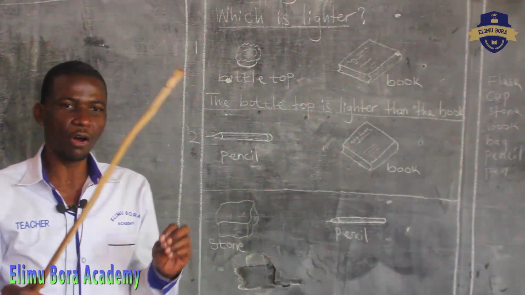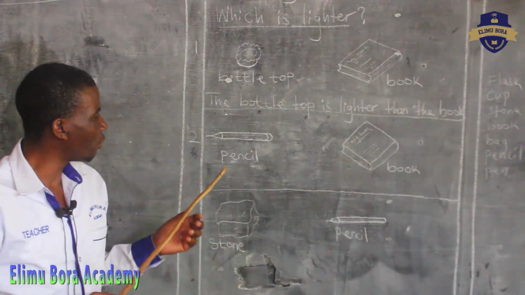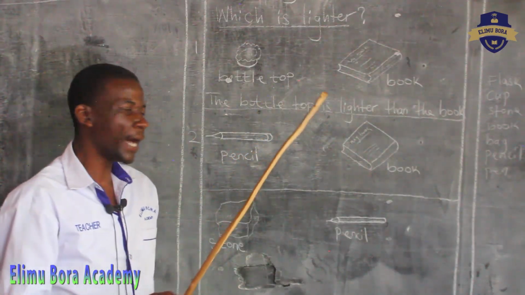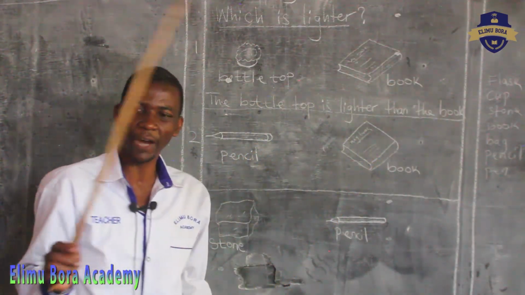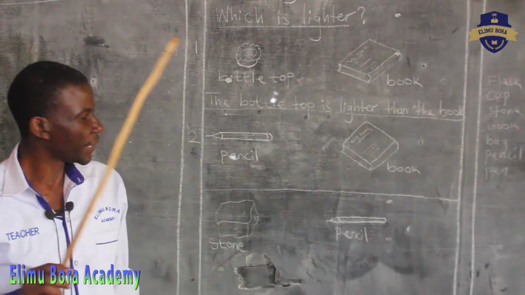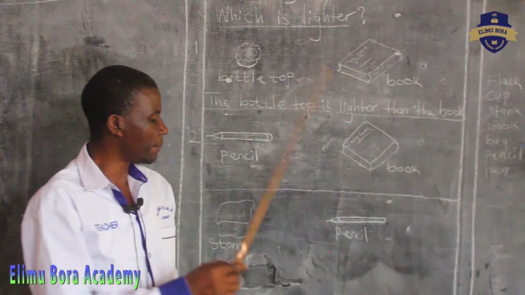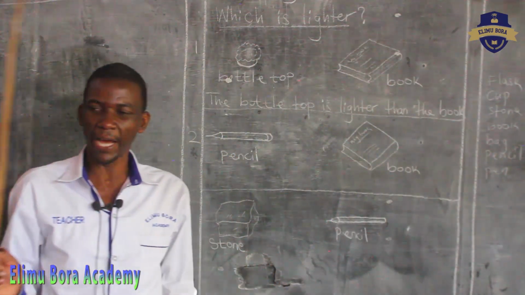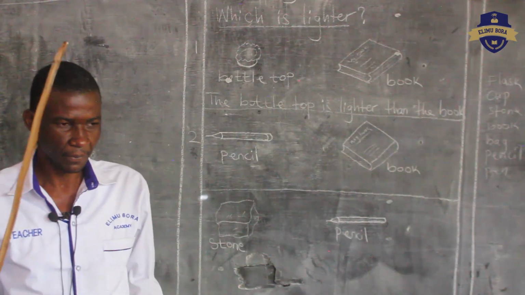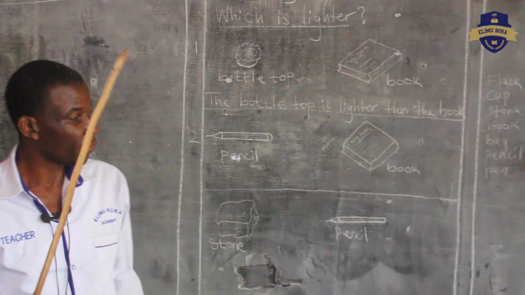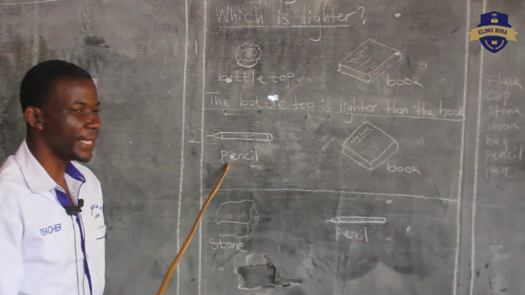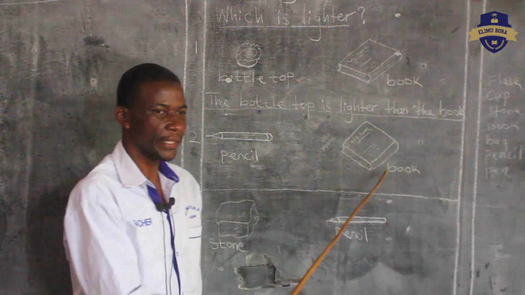Now we also compared the mass of the pencil and the mass of the book. What did we find out? We found out that the pencil is lighter than the book.